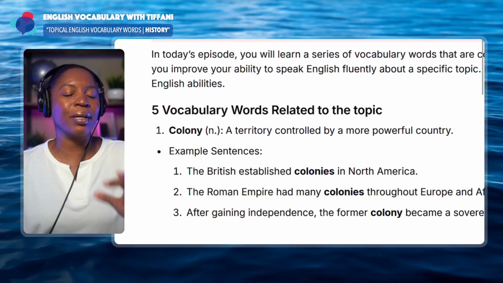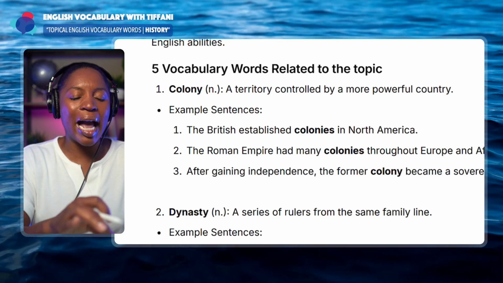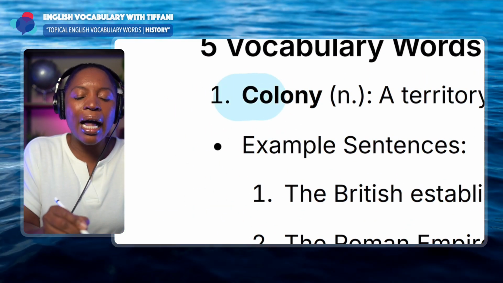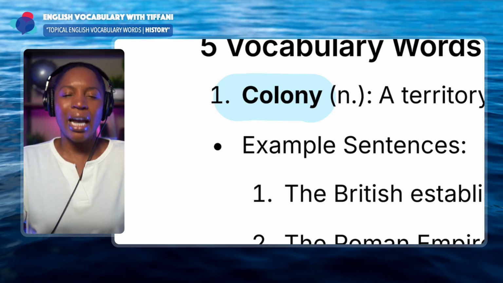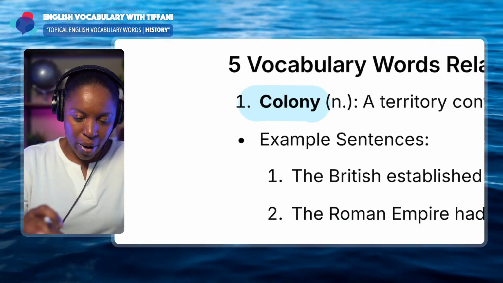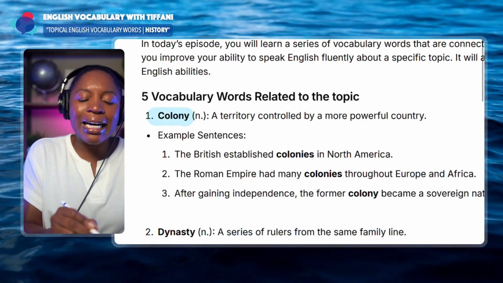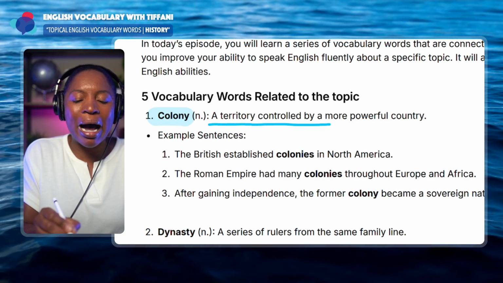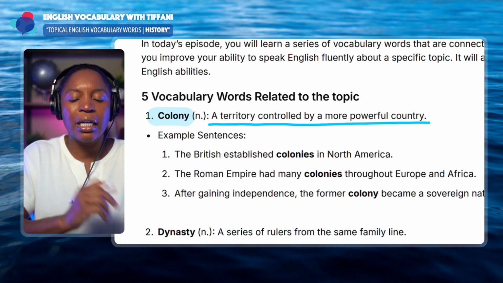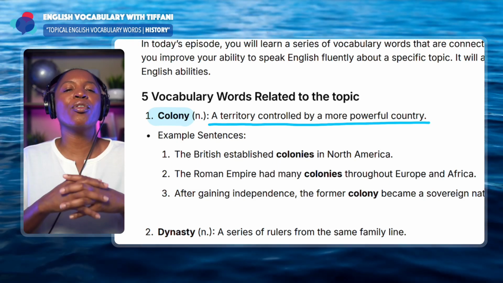Let's jump right in. All right, we're gonna get started with our very first vocabulary word. Again, relating to history. The very first vocabulary word is colony. Excellent. Again, colony. Great job. Now, this term colony, it literally just refers to a territory controlled by a more powerful country. A territory controlled by a more powerful country.